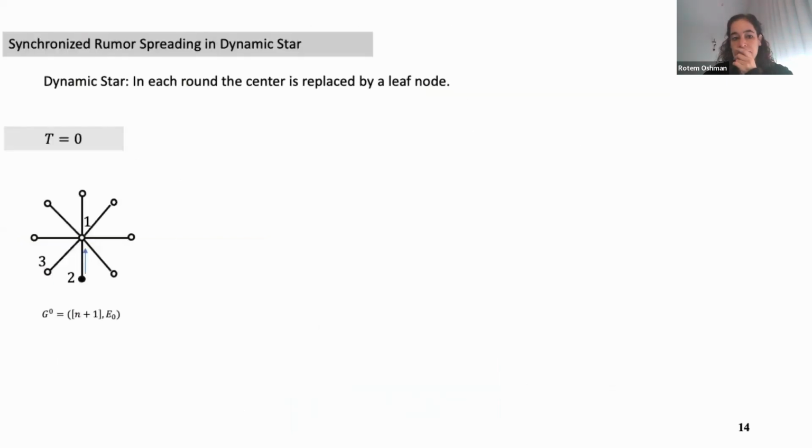The dynamic star is a sequence of stars in which a leaf node is replaced by the center in each round. Let us first consider the synchronous rumor spreading in this type of network.